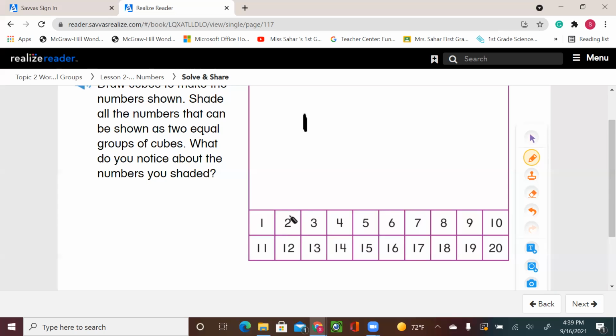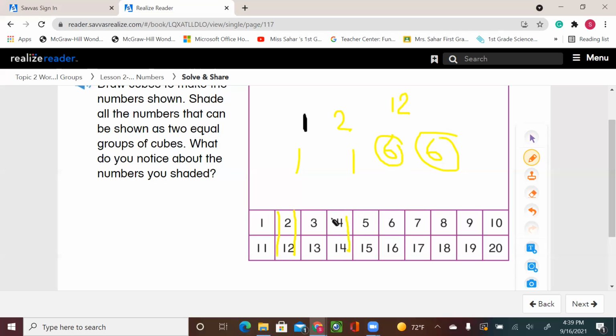Let me use different colors. For example, 2 and 12 are even because I can split them into two equal parts. If I have 2, I can put 1 on this side, 1 on that side. 12, if I split them 6 and 6, that's my double, that means two equal parts. So that's an even number.